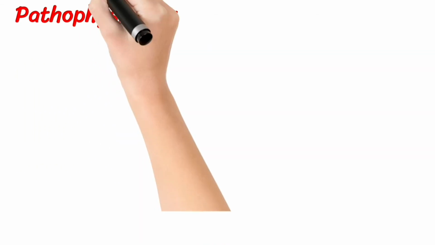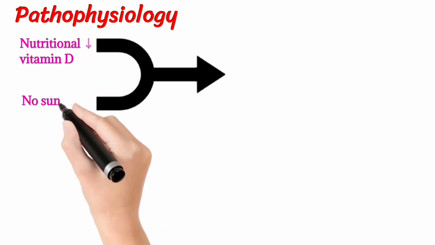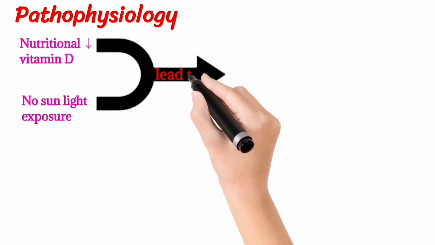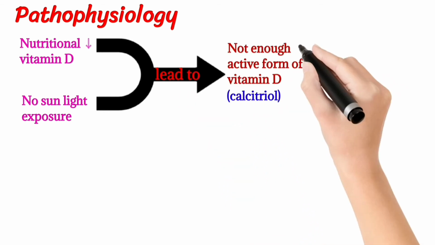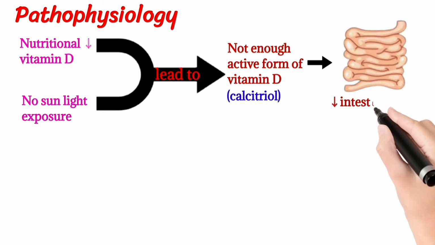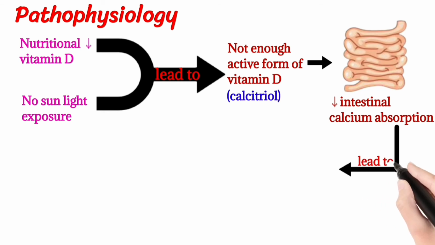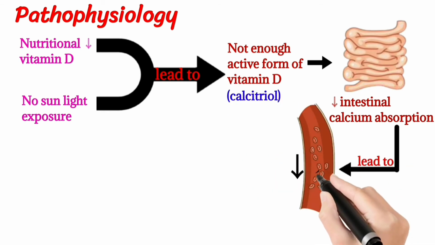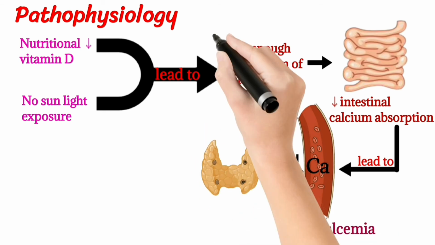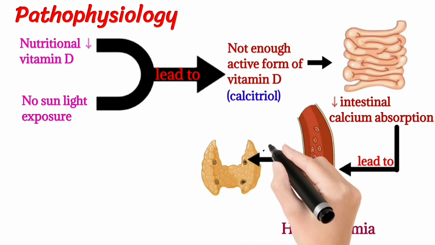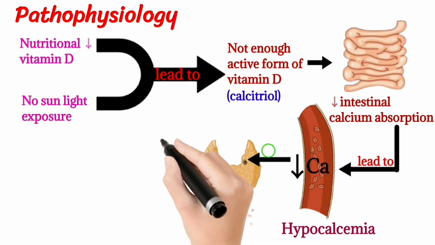Pathophysiology. If there is deficiency of vitamin D and no sunlight exposure, there is not enough active form of vitamin D, which is calcitriol, and this affects the intestine. It decreases intestinal calcium absorption, which can lead to decreased calcium level in blood, the term called hypocalcemia, and it has a positive effect on the parathyroid hormone.